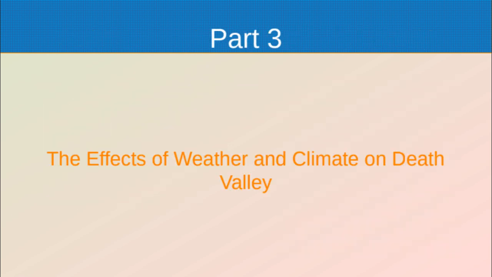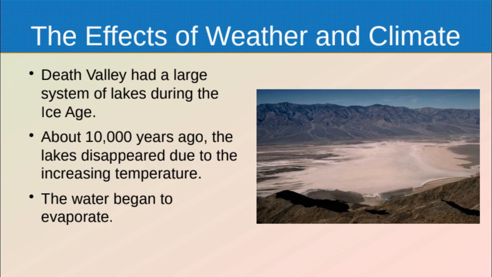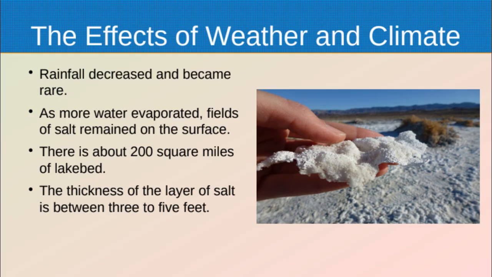Part 3. The effects of weather and climate on Death Valley. Death Valley had a large system of lakes during the Ice Age. About 10,000 years ago, the lakes disappeared due to the increasing temperature. The water began to evaporate. Rainfall decreased and became rare. As more water evaporated, fields of salt remained on the surface.